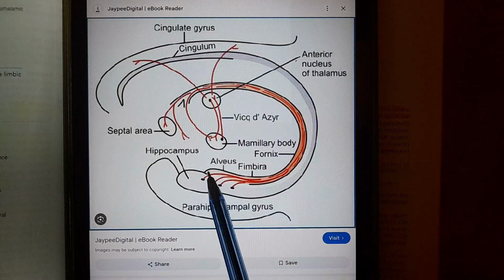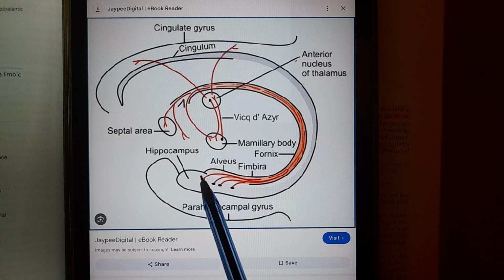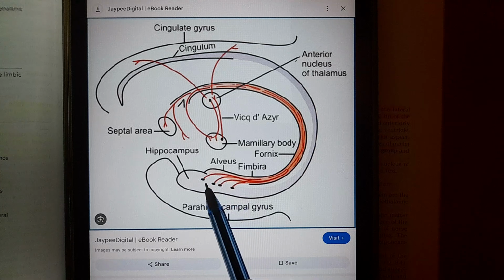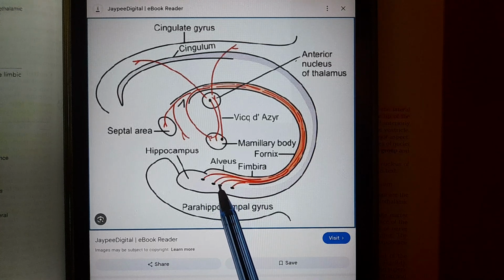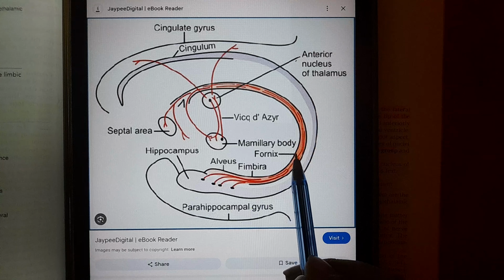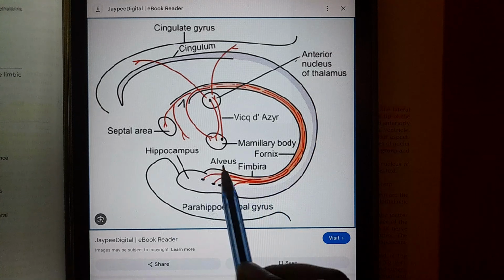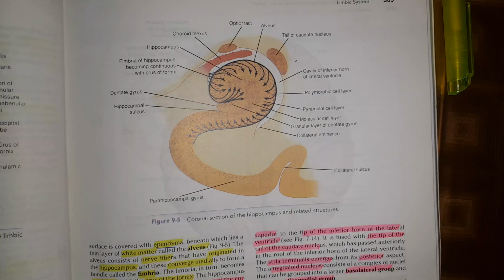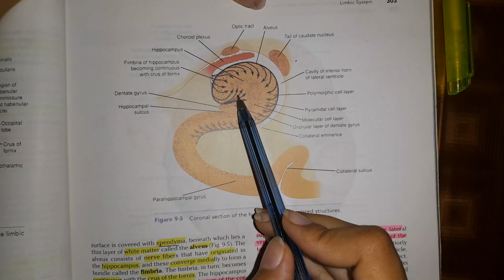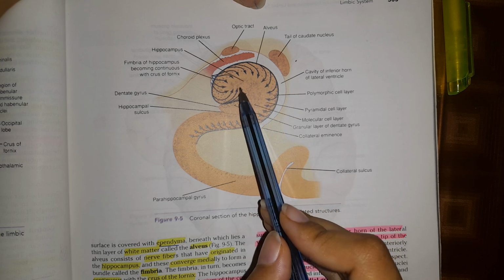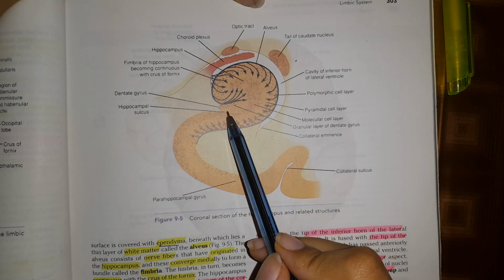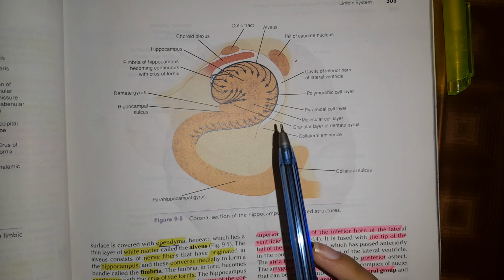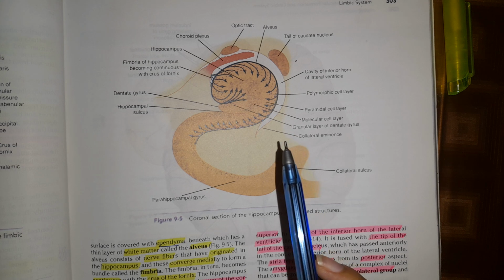Now, when I was telling you that there is this thing, the alveus, and the hippocampus has a white matter region which is the alveus, and the alveus has these fimbriae medially. So these fimbriae emerge and become continuous with the body of the fornix. So this is how the connection is between the hippocampus and the fornix. Also, the diagram given in your book shows this region, your hippocampus, and this hippocampus has this dentate gyrus, and I told you that the dentate gyrus posteriorly was continuous with the indusium griseum and the corpus callosum.